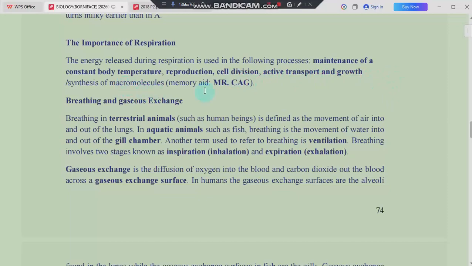So the memory aid that can be used is Mr. CAG. The H stands for the maintenance of a constant body temperature, you can simply say homeostasis. And then we have reproduction, cell division, active transport, and growth, or the synthesis of macromolecules. So this marks the end of our lesson for today on respiration.